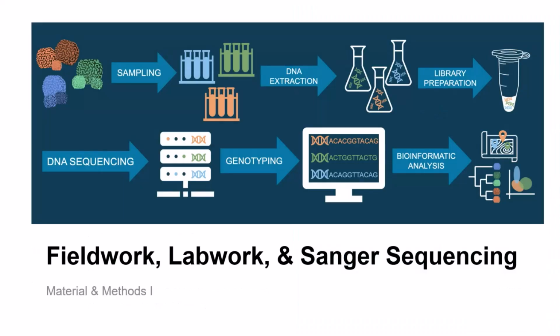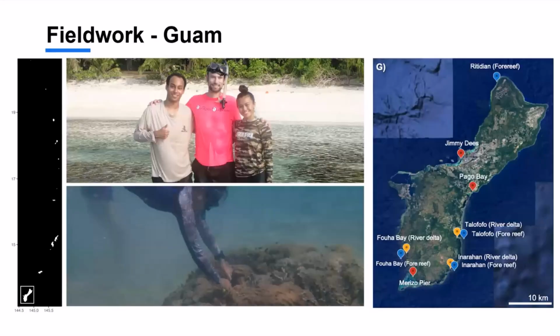Okay, let's get into the materials and methods of how I began to answer these research questions. So first, I want to say that I'm incredibly fortunate to have benefited from a lot of hard work that went into this project from other members of my lab. And a lot of the populations that were included in this study were sampled before I arrived on Guam. So here's an example of all the populations that were sourced from Guam. And the colors of the pins are the habitat types. So we have blue pins representing fore reefs, back reefs represented in red, and river deltas represented in orange.